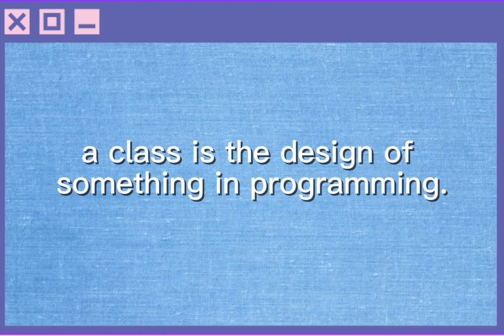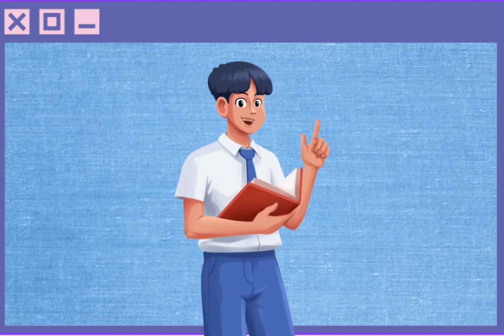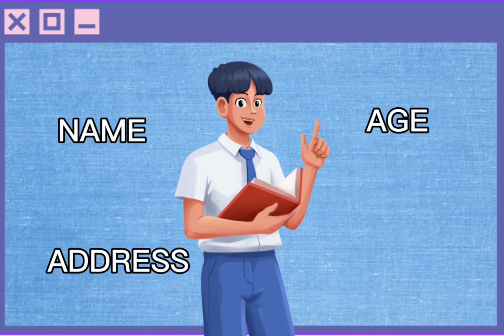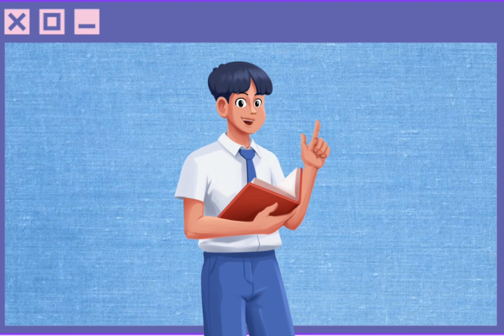In the same way, a class is a design of something in programming. For example, if we create a class called person, it can have attributes like name, age, and address, and actions like introduce, which lets a person introduce themselves. Ang person, meron 3 bagay, or meron tayong attributes in common. Meron tayong name, age, at address. And ano ba yung kaya natin gawin? Which is mag-introduce. So, ganun din siya sa ating programming.